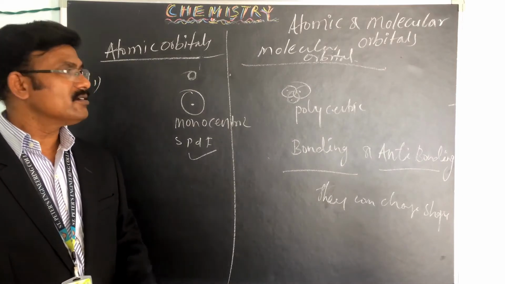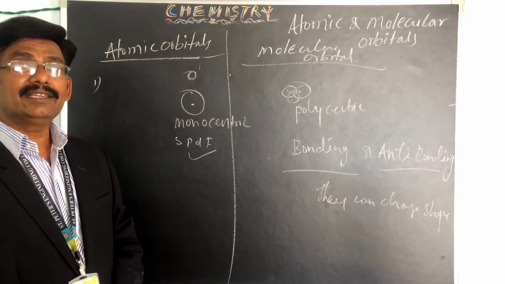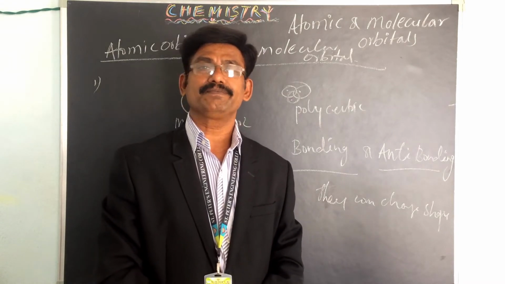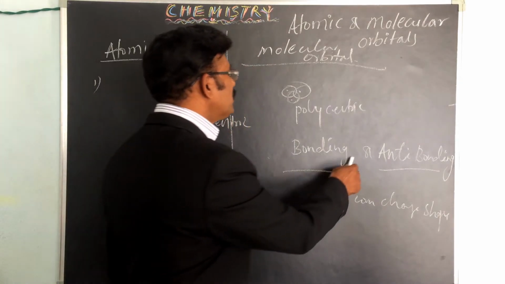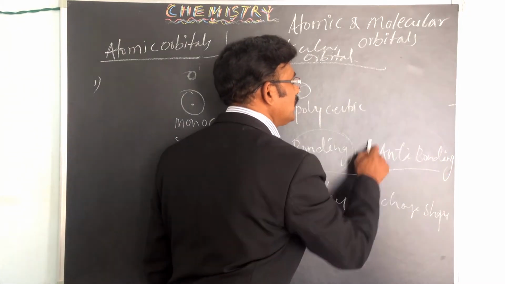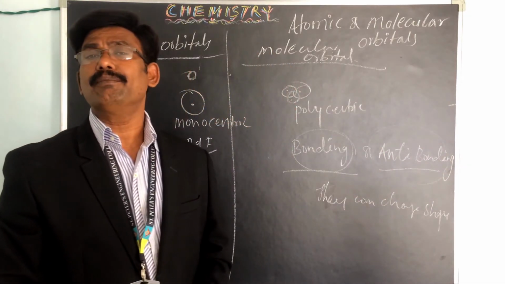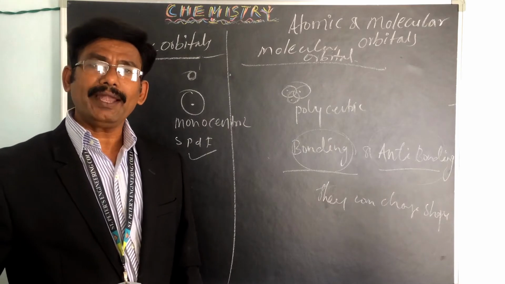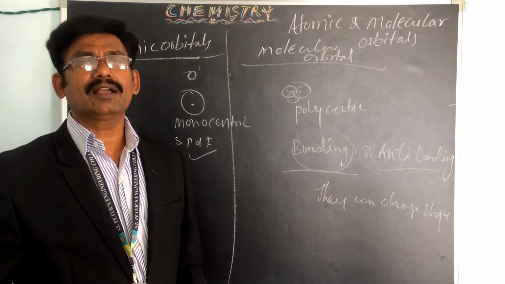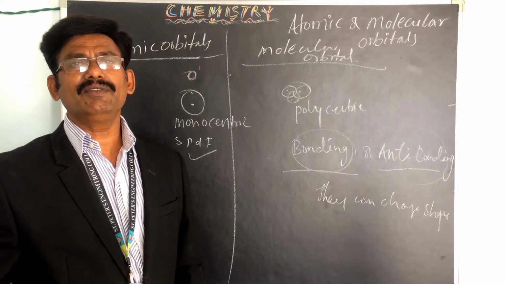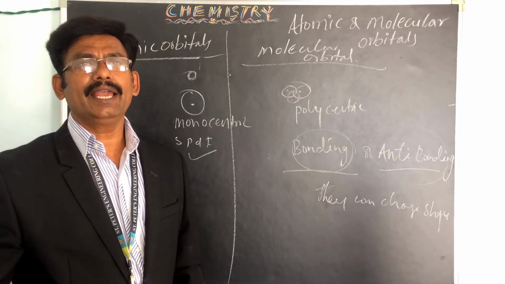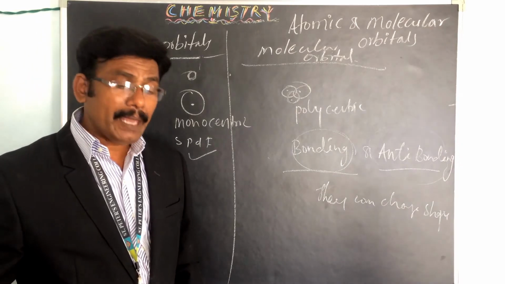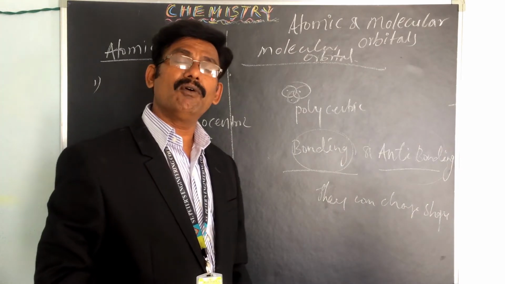So this is the difference between atomic orbitals and molecular orbitals. But no new things come. What are they? Bonding and anti-bonding. So how will bonding and anti-bonding come? We know that we have already discussed the pp overlap, sp overlap.